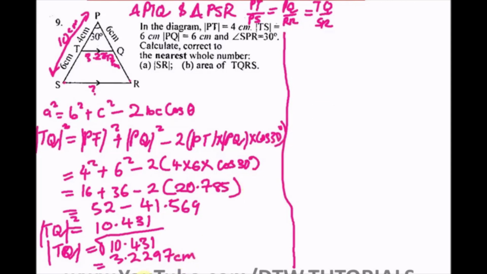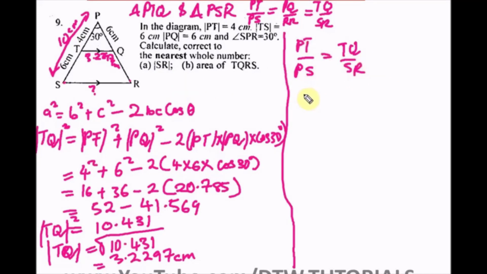All right, okay, so we've gotten TQ as this. So from here we'll now pick, from the beginning I said we can use now PT over this. Since it's a similar triangle, PT over PS is equal to TQ over SR, so we can get what? SR, as our question asks.